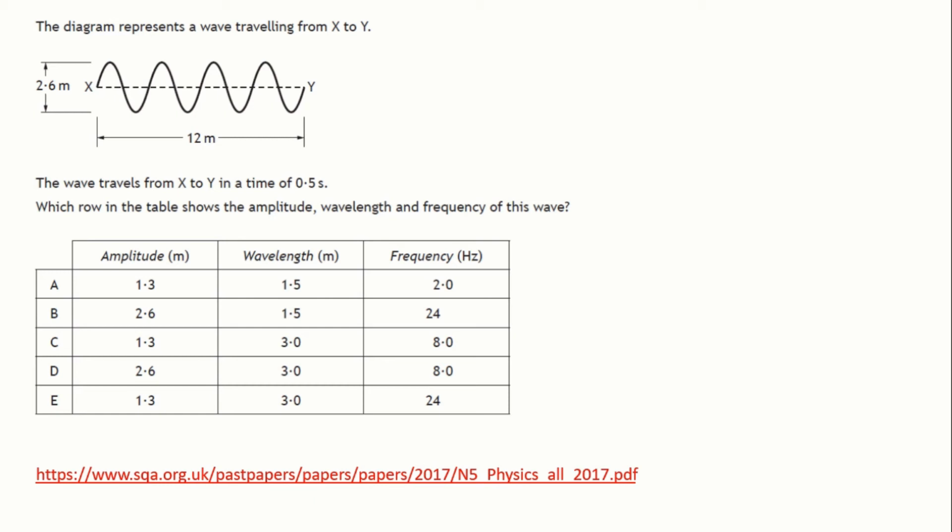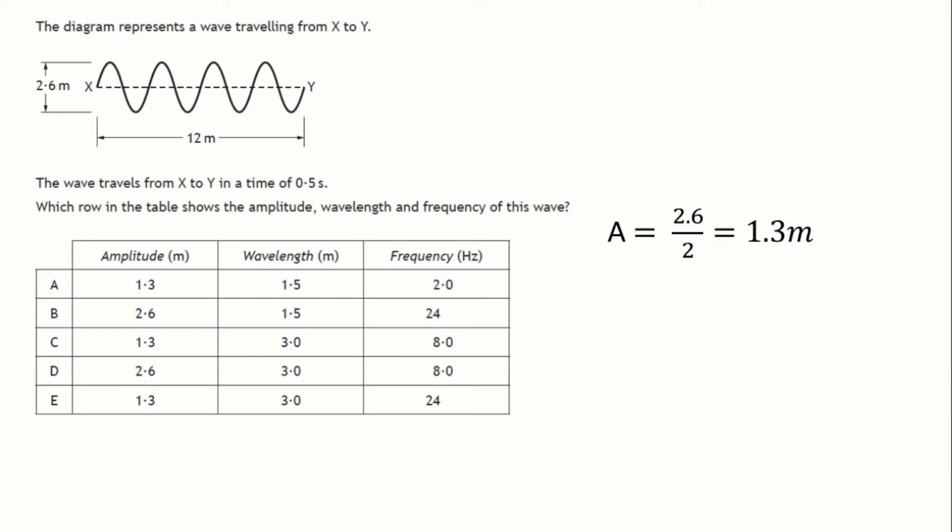To calculate the amplitude, we see that the height of the wave from crest to trough is 2.6 meters. The amplitude is measured from the centre line or the axis. This would mean that it's half of that distance, or 1.3 meters. To calculate the wavelength, we see that the full wave train from X to Y is represented as a distance of 12 meters. Counting the waves, we see that there's 4 waves there. So the wavelength would be the 12 meters divided by the 4 waves, giving a distance of 3 meters per wave.